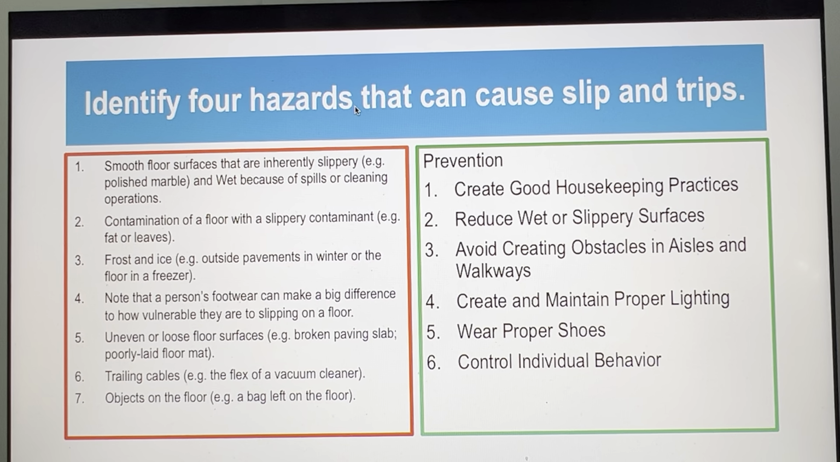Now here you will identify 4 hazards that can cause slip and trips. You have the smooth surfaces are inherently slippery. These are the contamination of floors, then water presence and all. Then the prevention here, you will find create good housekeeping practices. Now, usually there is an issue of the housekeeping team. But what is required here is to make good housekeeping practice. Whether they are under the safety department or other certain department, depending on how you run it. But make sure that it is regularly clean, the workers' facility, the housekeeping on site.